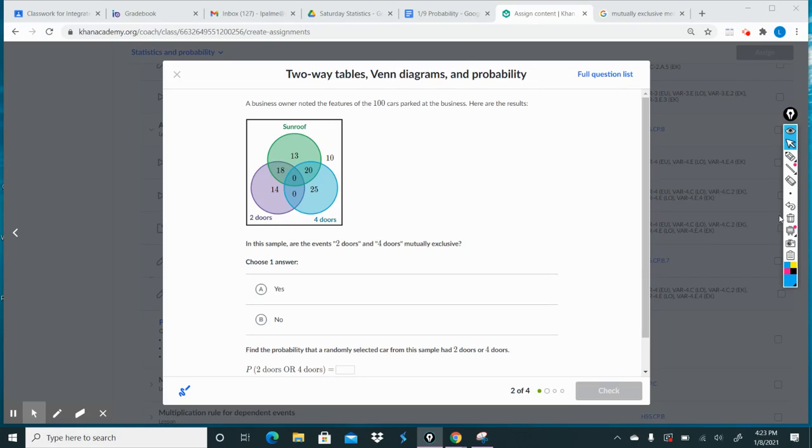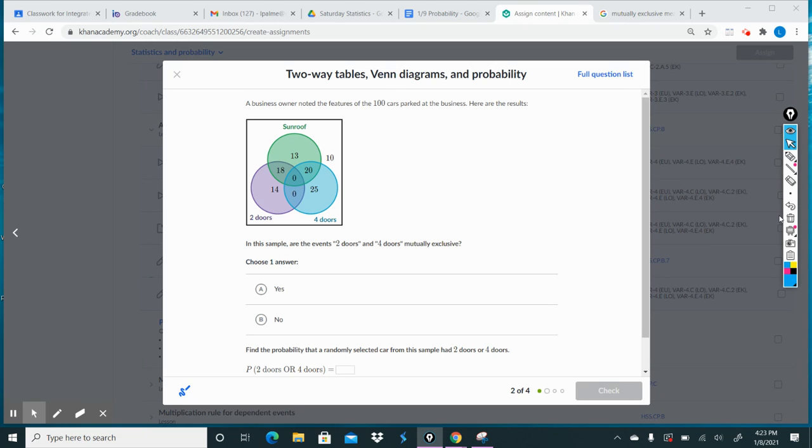Okay, here we have a Venn diagram. So notice we have some things that are overlapping. So they might be mutually exclusive or might not. Most likely might not because all of these are intertwined in some way, shape, or form. So a business owner noted the features of 100 cars parked at the business. Here are the results. So here's your Venn diagram. We have the sunroof, two-door, four-door. So cars with the sunroof, cars with two doors, cars with four doors.